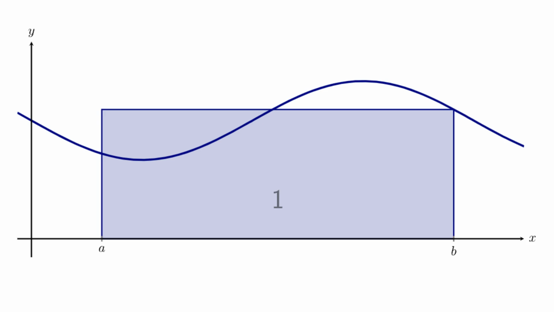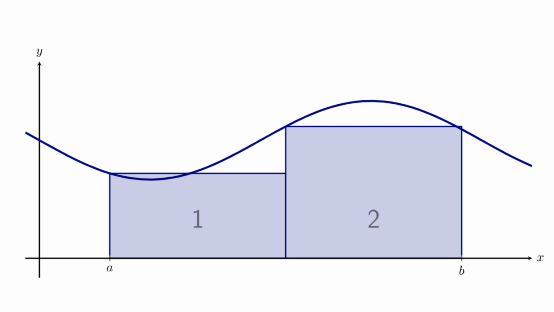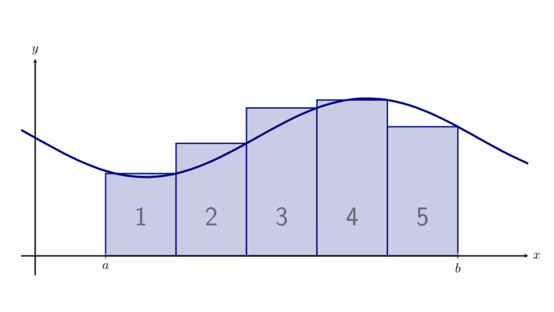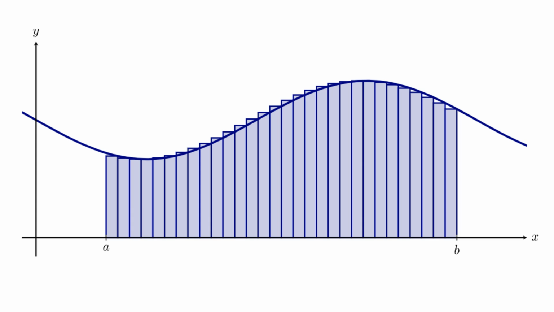To understand how this works, I need you to imagine a rectangle. Starting at one rectangle, we can try and use it to estimate the area under the graph. But as you can see, it is not very accurate. But if we use two rectangles, the estimate of the area is slightly more accurate. And if we use 5, it's even more accurate. And to 30, even more accurate.